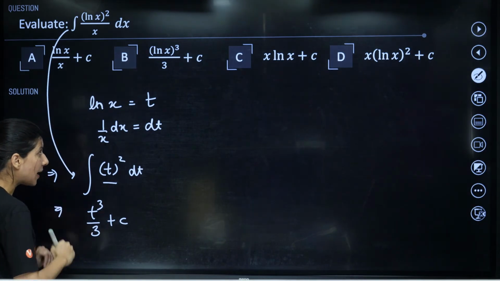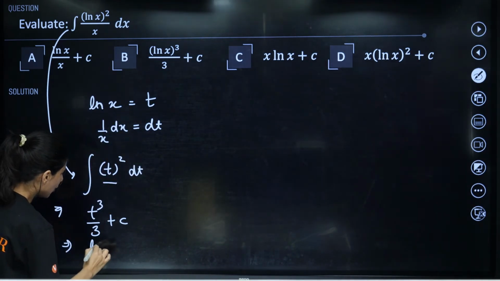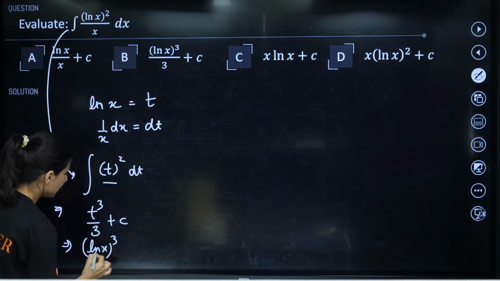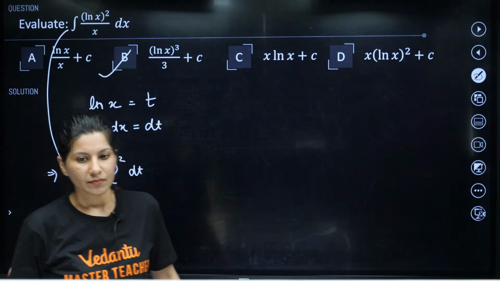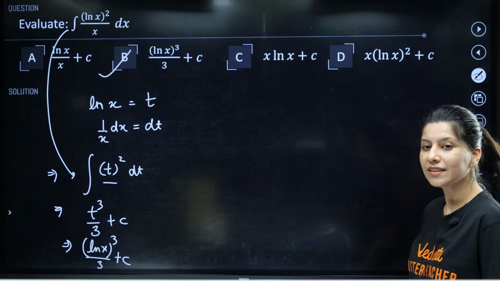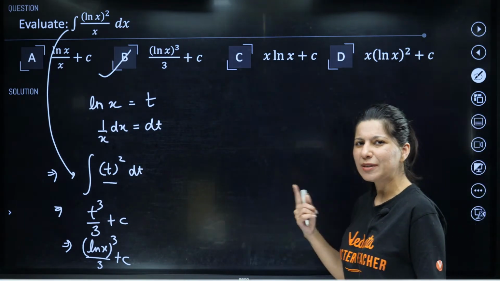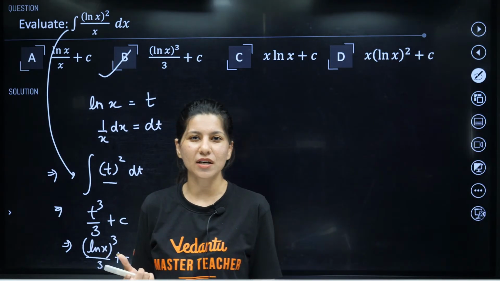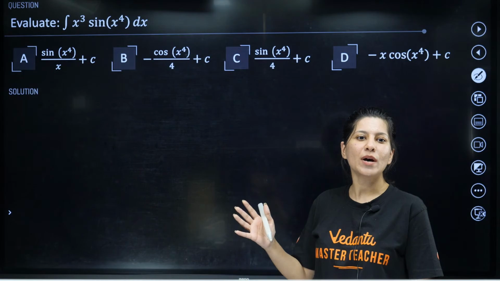Now what is t? Come back to log x. So the answer is log of x whole cube upon 3 plus c. You guys are absolutely right, B is absolutely right. Clear? If you're not able to understand what to put as t, no issues. Let's do one more question.